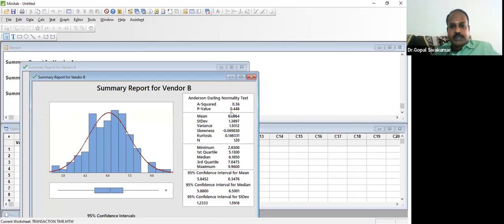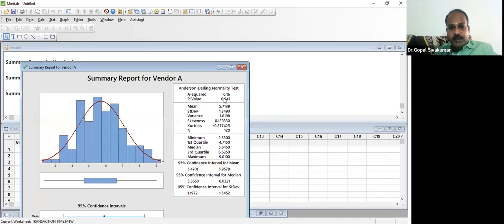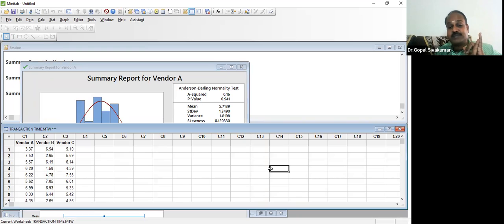For the second set of data, look at the p-value, again 44%. First data, p-value is 94%. That means the data is normal. The first assumption holds good. Second assumption, variances are equal. That also holds good. Now you are ready to do the ANOVA.